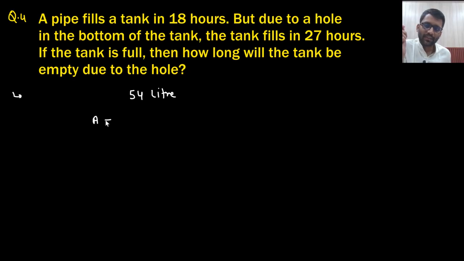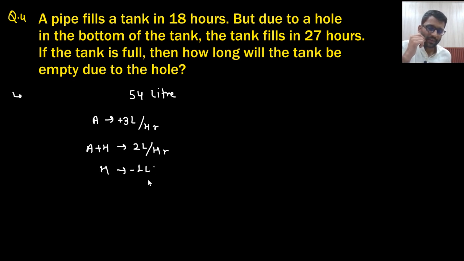So A is giving you 3 liter per hour, right? And due to the hole, so A plus hole, it takes 27 hours. That means due to the hole you are getting 2 liter per hour. That means the hole is giving you minus 1 liter per hour. Say yes or no. Hole is giving you minus 1 liter per hour.